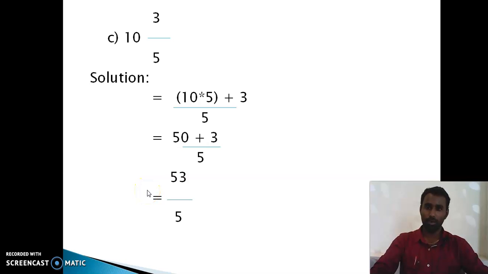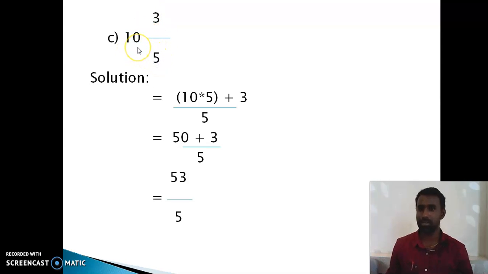Okay, before going to the next concept, I'll revise one more problem I gave. Shall we convert that mixed fraction into an improper fraction? Okay, so this is the step. So 10, 3 divided by 5. So 10 is the whole number. So what is the first step?